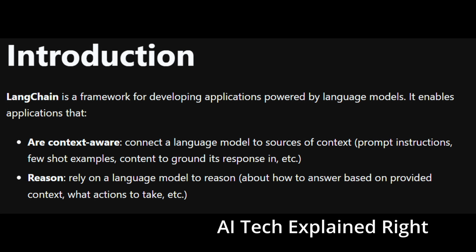It enables applications that need context, and by context we mean prompt instructions, for example, or some examples that we give to the LLM to follow. This is what we call few shot examples, or we give document content to make the model ground its response in. In the second place, we need a language model, or a large language model, LLM for short, to connect it to the above mentioned context and rely on it to reason to answer a given question.